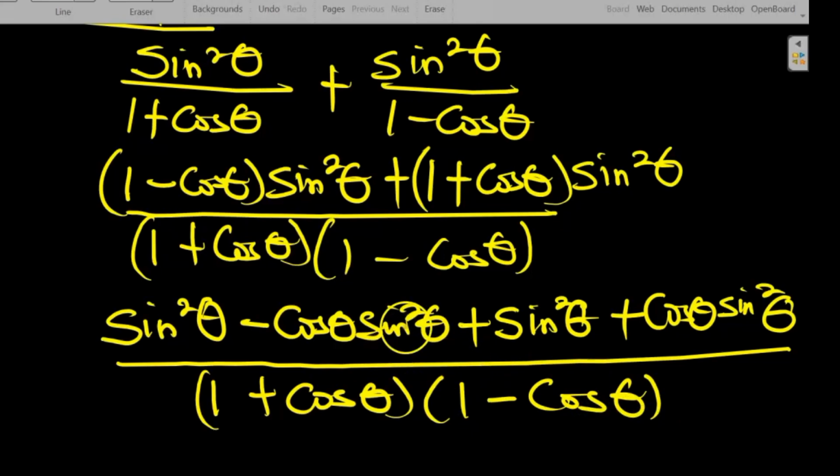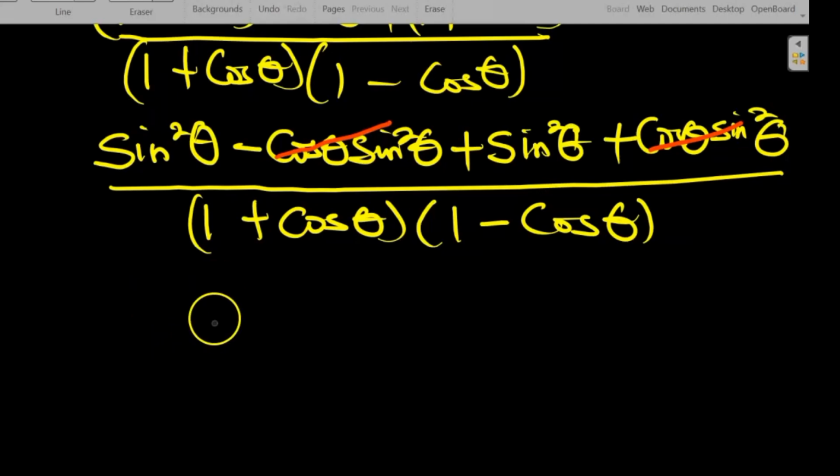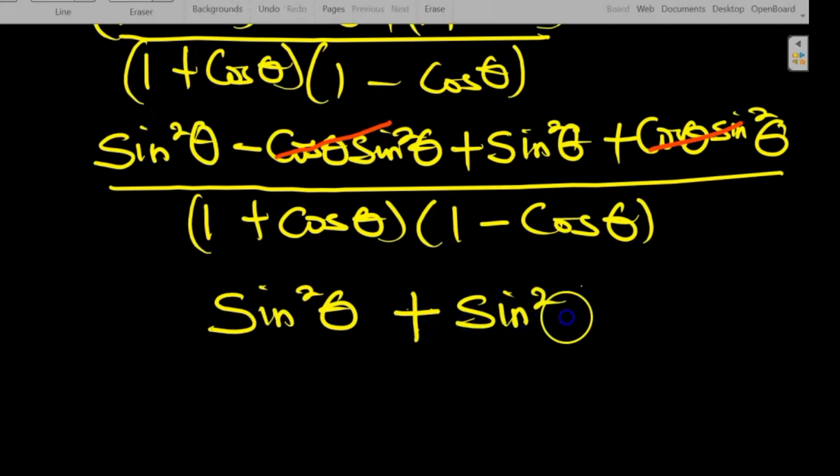Now let's look at the numerator closely. We have minus cos theta sin squared theta, and we have plus cos theta sin squared theta. These two will cancel each other out, leaving us with sin squared theta plus sin squared theta.